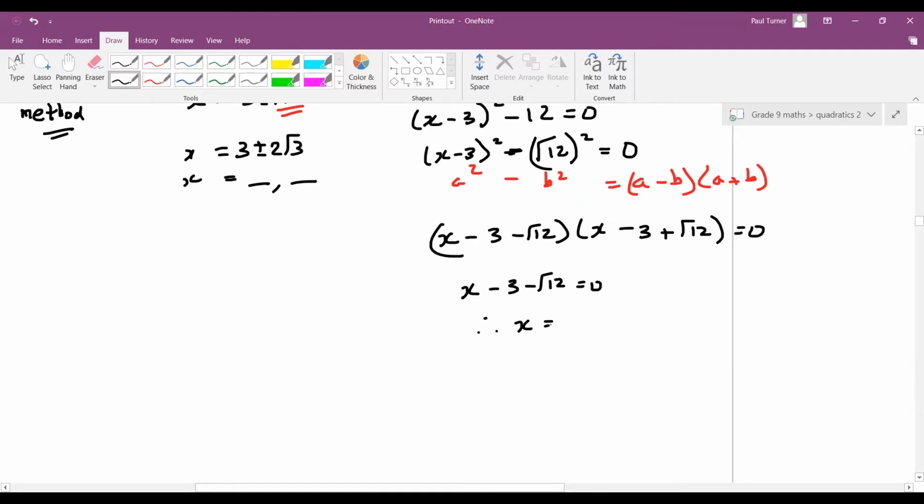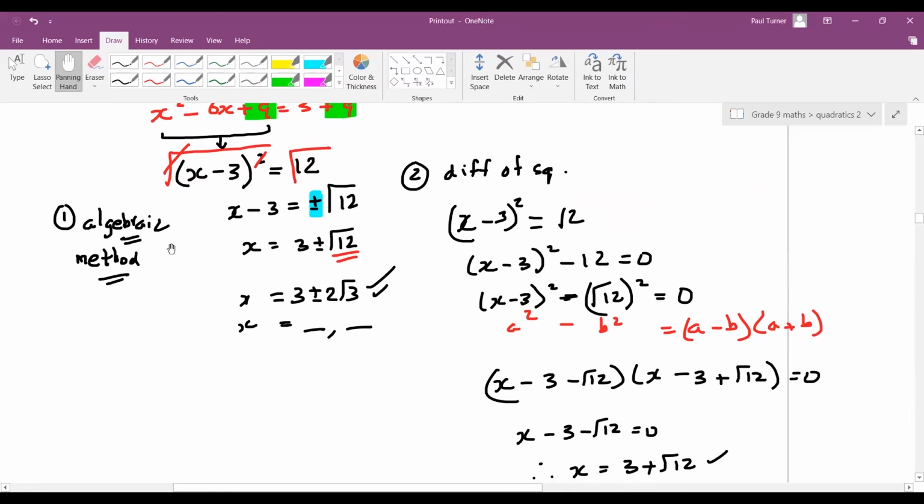Therefore, x would equal 3 plus root 12, which is the same as up here. And this one, x minus 3 plus root 12. So x would equal 3 minus root 12, which is the same as this one up here. So you can do it that way as well, but I think really the quickest way is this algebraic method here, taking the square root of both sides and then rearranging it.